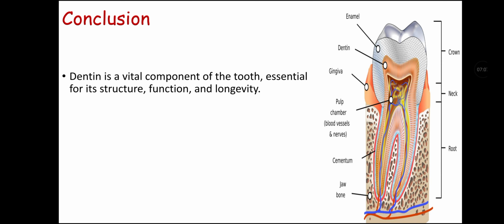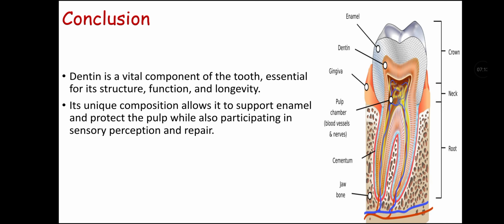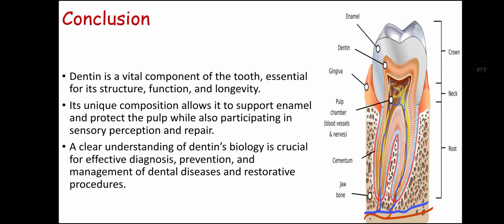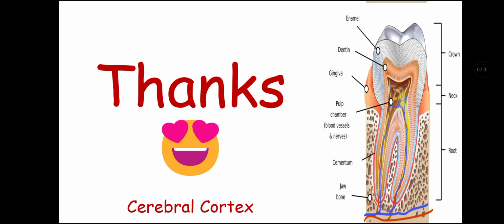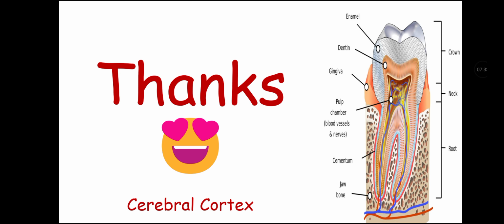Conclusion of this lecture video. Dentin is a vital component of the tooth, essential for structure, function, and longevity. Its unique composition allows it to support enamel and protect the pulp, while also participating in sensory perception and repair. A clear understanding of dentin biology is crucial for effective diagnosis, prevention, and management of dental diseases and restorative procedures. And this was all about dentin.